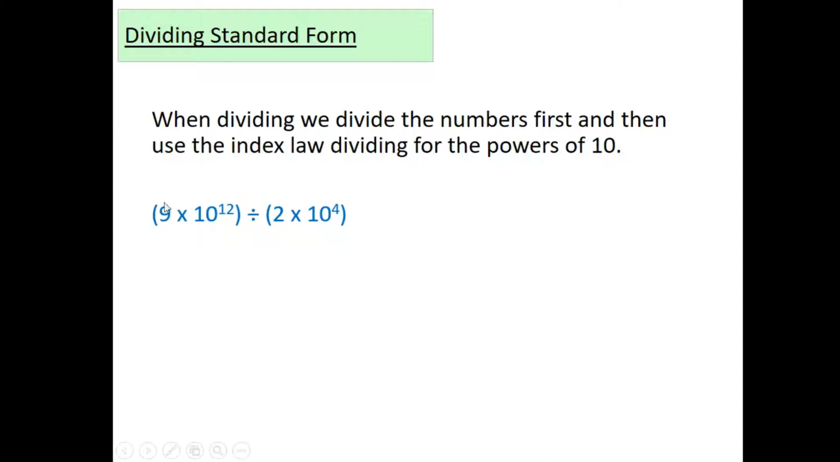So what I'm going to do is the 9 divided by the 2, and then the 10 to the 12 divided by 10 to the 4. If you remember your index rules, when you're dividing base numbers that are the same, you subtract the powers. Okay, so 9 divided by 2 is 4.5, and 12 take away 4 gives us 8. So there is the answer, nice and straightforward: 4.5 times 10 to the power of 8.